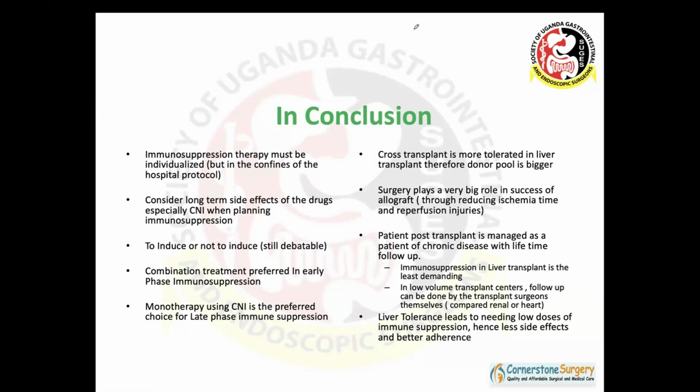Compared to the renal and the heart, where, because of the complexity of the immunosuppression, you are forced to have either a cardiologist or a nephrologist, despite the volumes of transplants we are doing. And lastly, natural liver tolerance leads to the need for low doses of immunosuppression, and hence fewer side effects in the patient, and hence better tolerance, better adherence.